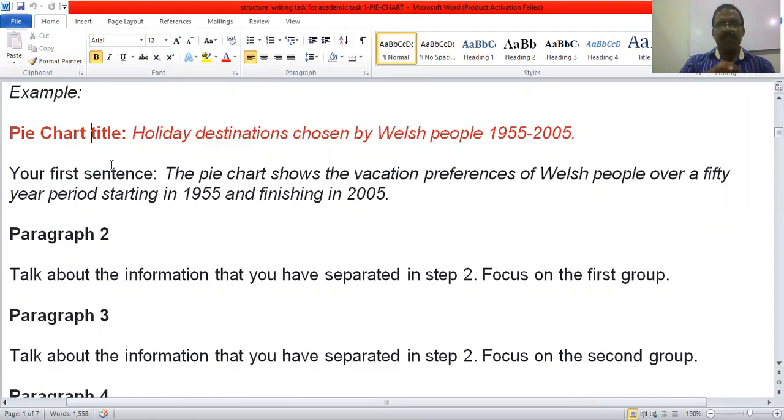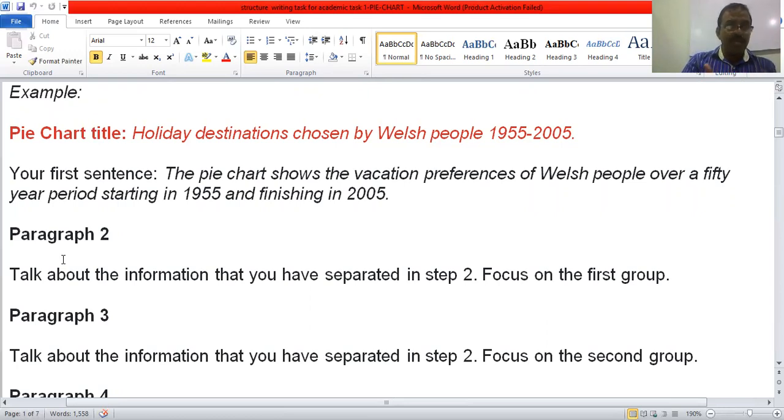For any task, if you have the bar chart, the table, or the process diagram, in the first 2 lines, or 2.5 lines, or 3 lines, you can give some sort of introduction. You just paraphrase your topic, and that will become your introduction. Then in paragraph 2, as I have directed you, you will group the information in 2 groups, and you will discuss the first group in paragraph 2 and the second group in paragraph 3.